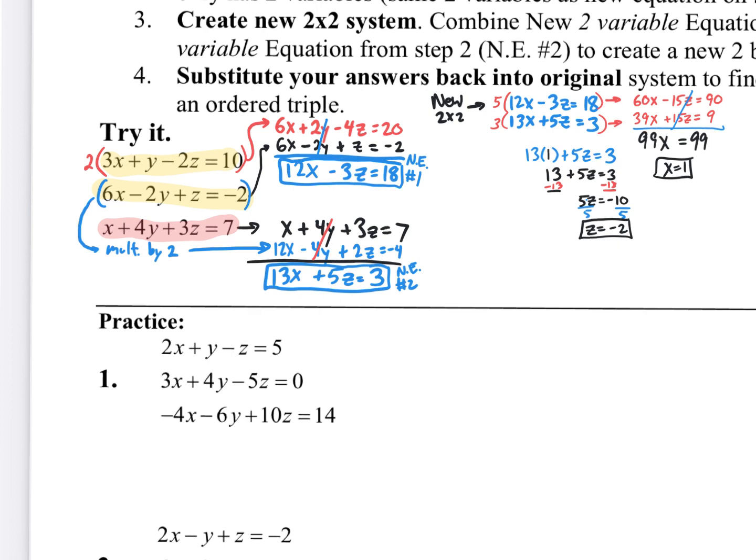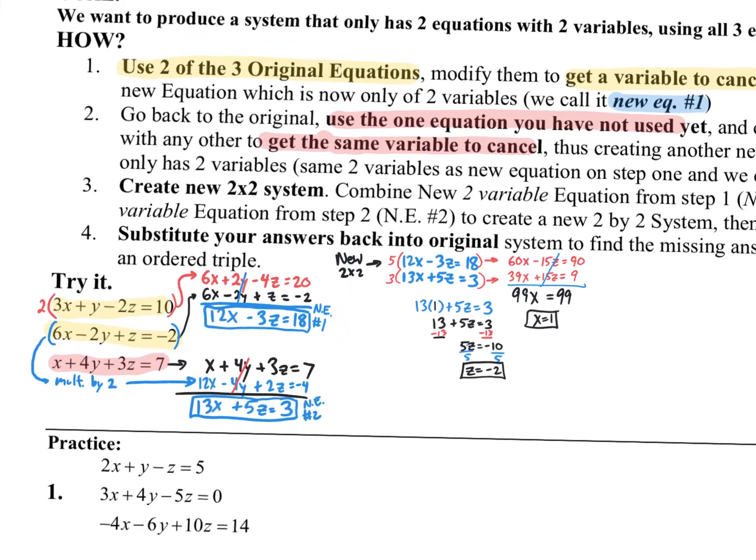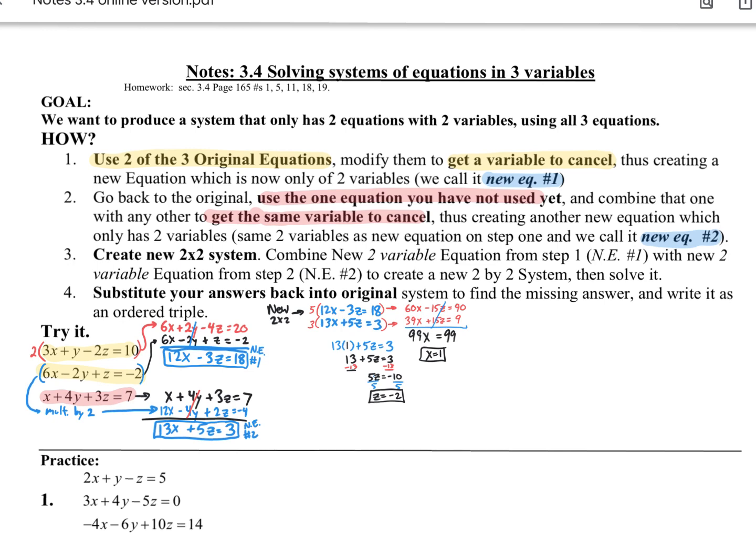So we've already used all 3 equations, so it doesn't matter which one we use now. We could use any of the 3 and plug in x, plug in z, then solve for your missing value y.